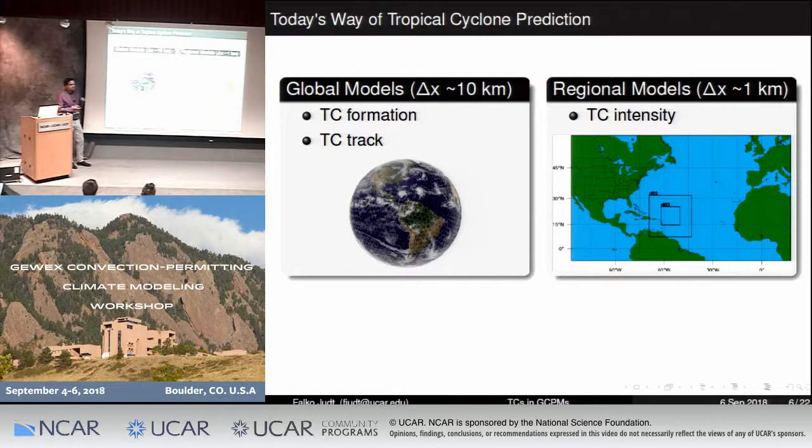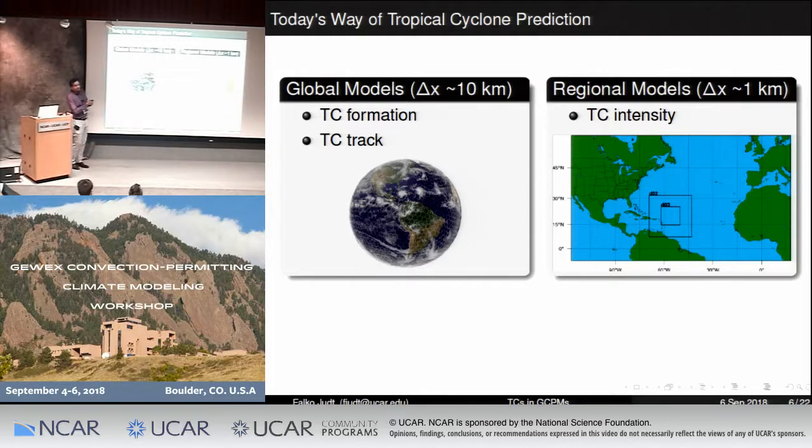Just a little bit on the side, because I'm a weather person, I'd like to talk about how we forecast hurricanes to this day, or at this point. In the US, it's the National Hurricane Center in Miami that predicts the hurricanes. And they essentially use a two-step approach. They use global models to look at where tropical cyclones will form and where they might go.